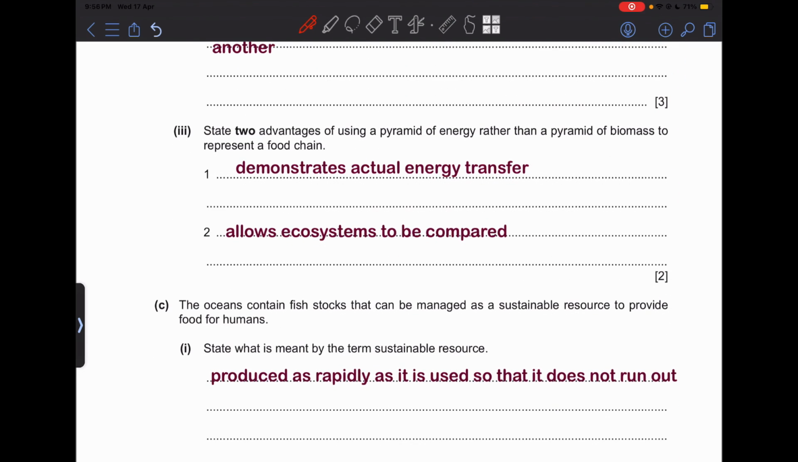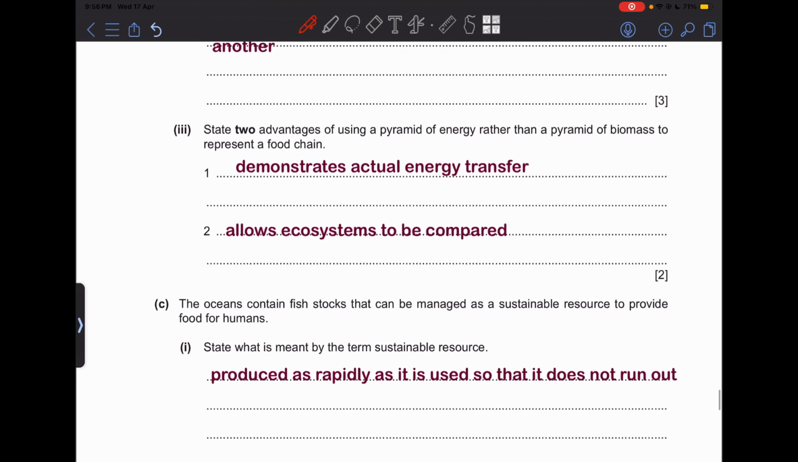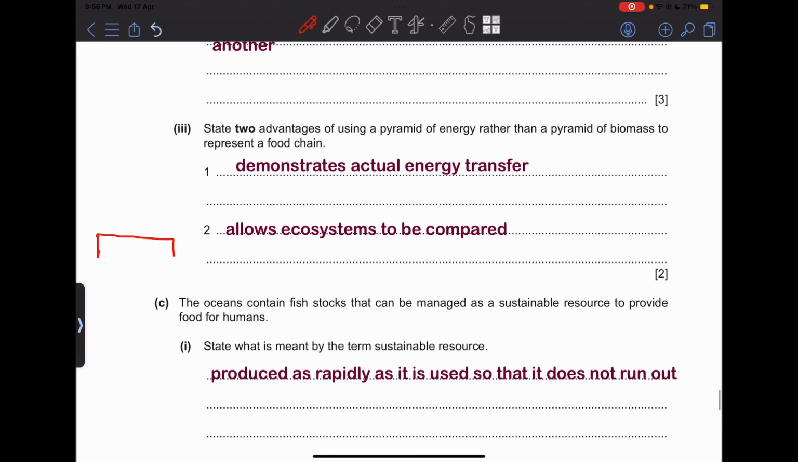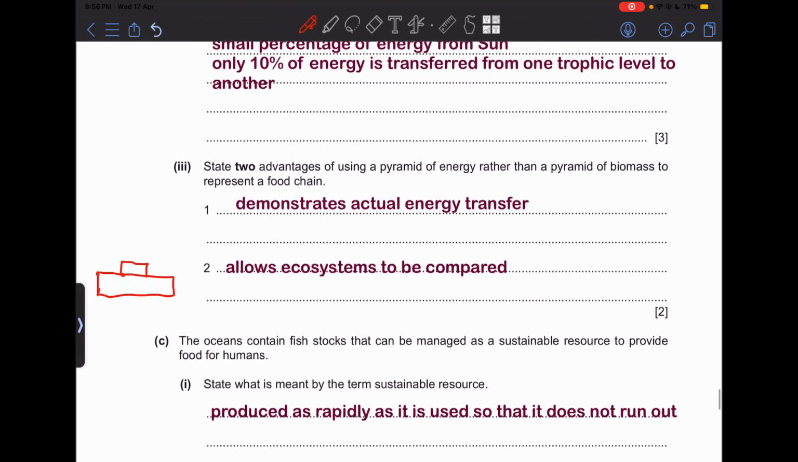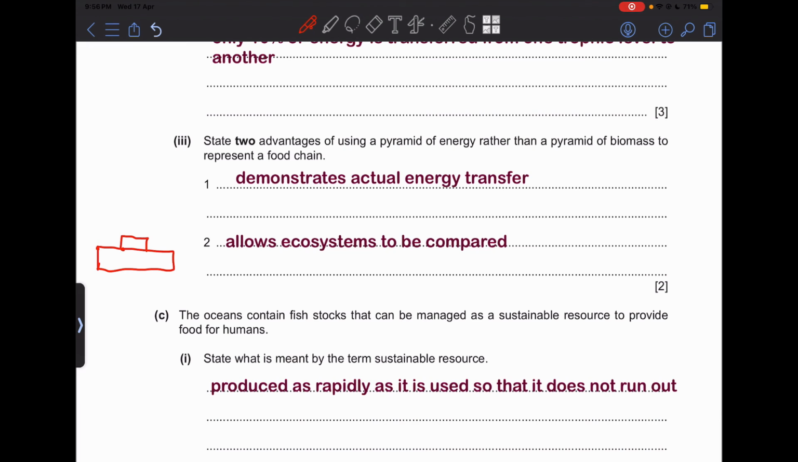State 2 advantages of using a pyramid of energy rather than a pyramid of biomass to represent a food chain. So a pyramid of energy actually really shows the actual energy transfer. It shows how much energy there is. So for example, you're going to see a pyramid that is this wide, and then in the primary consumer it's going to be maybe this small. This is because, as I said, only 10% of the energy is transferred. So this means that energy is lost along the way. It can be lost in respiration, in movement. Some parts of the plant are not edible for the animals or whatever that are eating them.